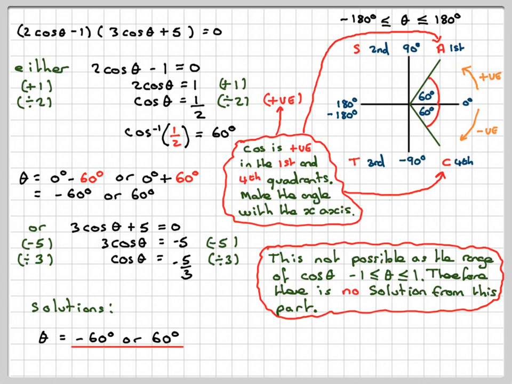So this has been a video to show how to solve an equation where you perhaps have to use an identity, a Pythagorean identity, to reduce it to a quadratic, which you can then solve.